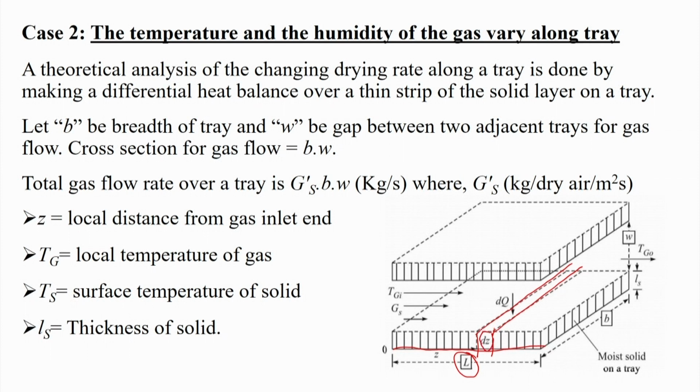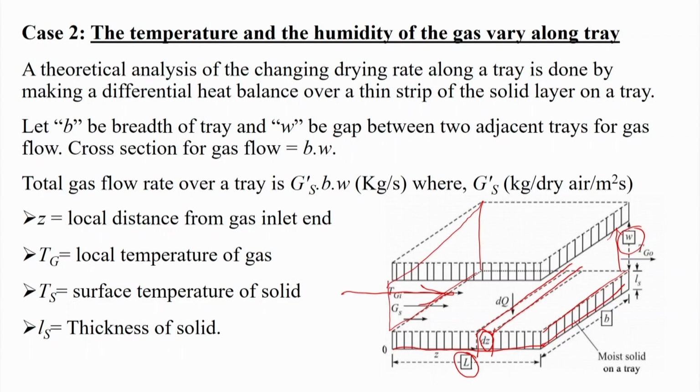The thin strip thickness is taken as d z, and let B be the breadth, and W is the gap between two adjacent trays for gas flow, from the top layer of the solid material to the bottom of the tray above, that is the opening through which the hot drying air enters. The cross section of the gas flow will be B into W. So, through this cross section the drying gas will be entering. Okay.